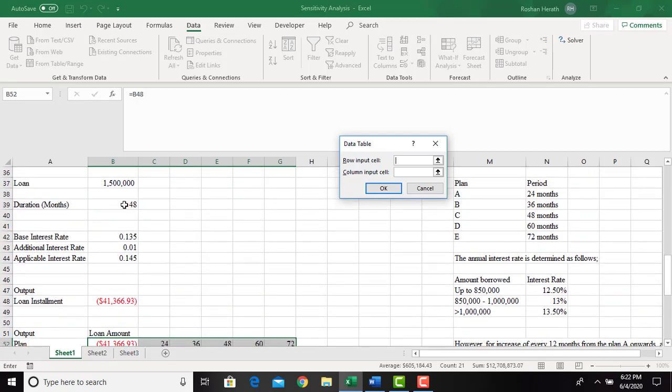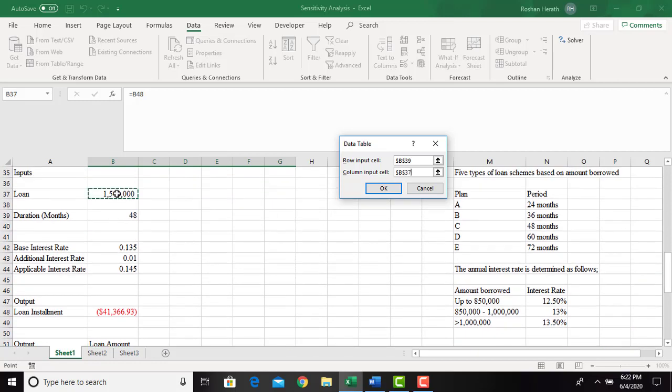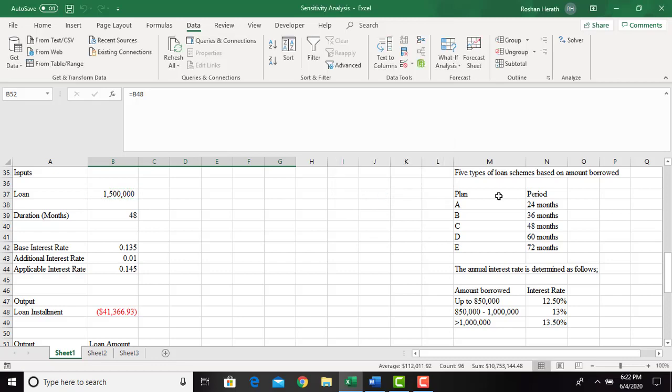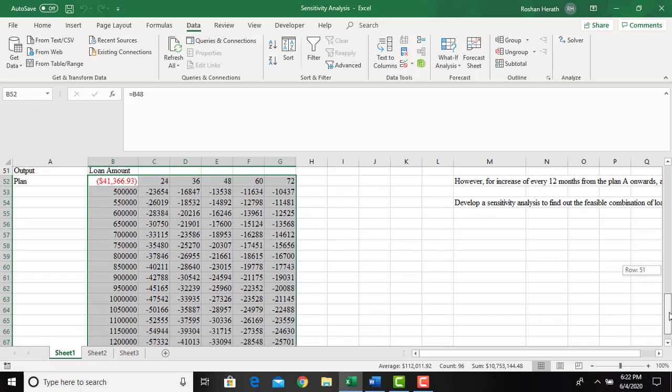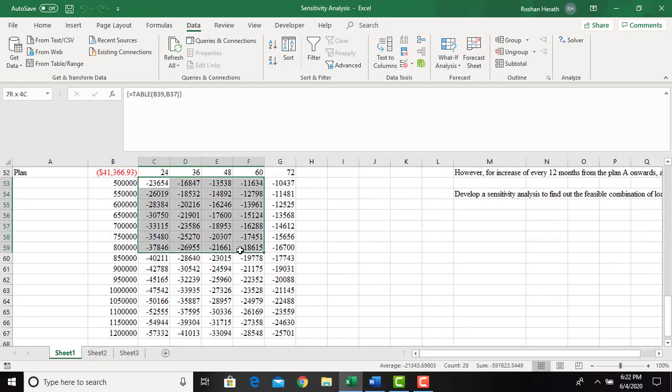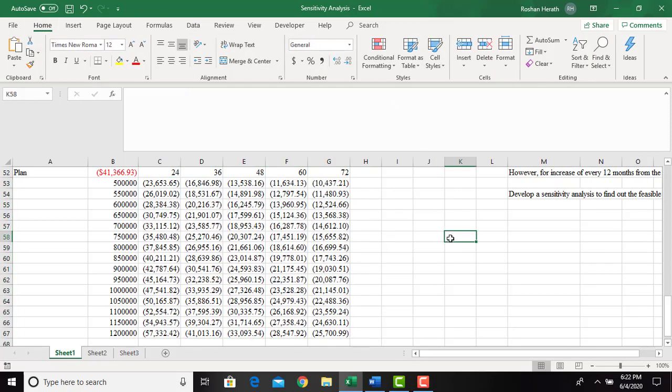So therefore you may refer to the duration. Then the column input, what is your column input? It's clearly going to be the loan amount. So refer to the loan amount. Then say okay. Then see what has happened. So this is going to be your applicable rates. So let me format that, otherwise it's difficult to read. So this is it. So here we have the applicable interest rate.